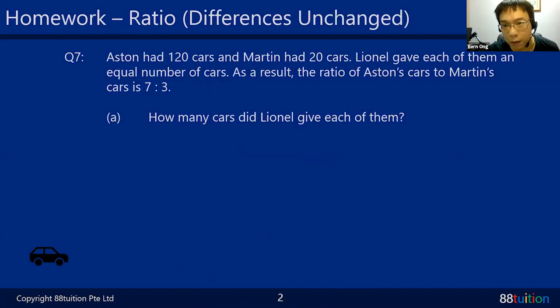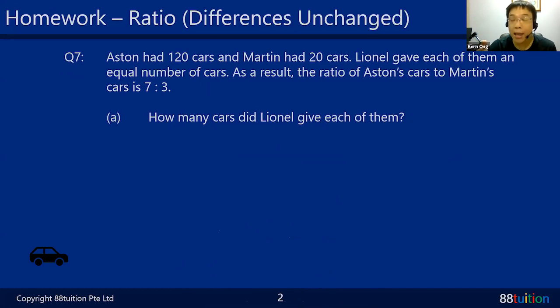Last week's homework, what's the homework? Remember this? Ashton had 120 cars and Martin has 20 cars. Put the two names together, Ashton Martin. That is the car of my dream. If any one of you wants to buy me a birthday present, Ashton Martin will be nice. Not the toy car. I'm just kidding.